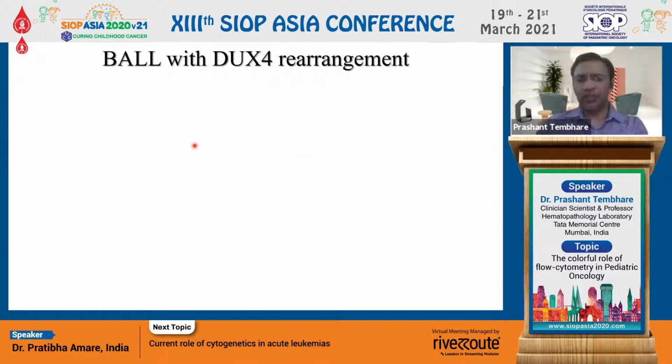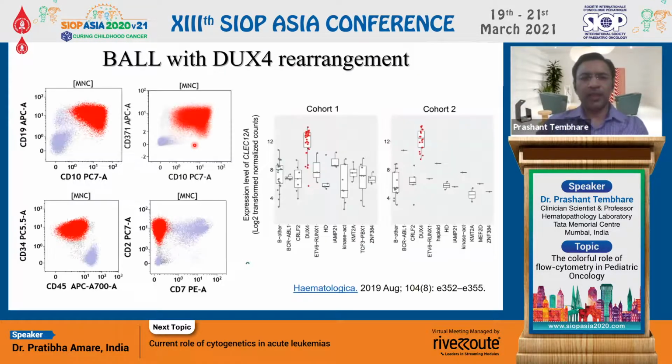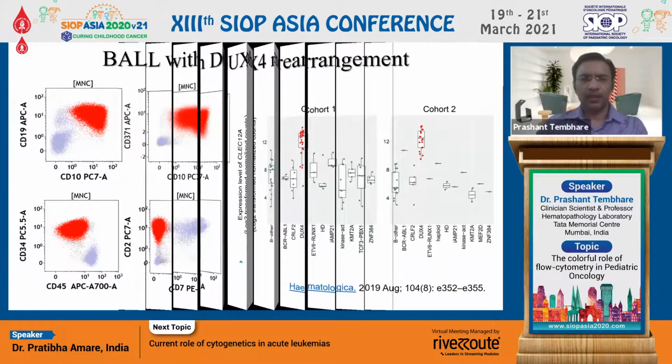Now, this entity has a good prognosis, so you can de-escalate the treatment here. And this can be identified by using one single marker, that is CD371. If you have a CD371 positive blast, it is very specific for B-ALL with DUX4 rearrangement.